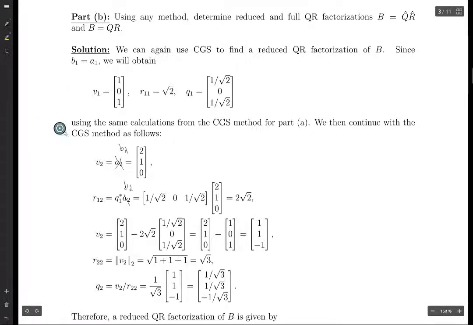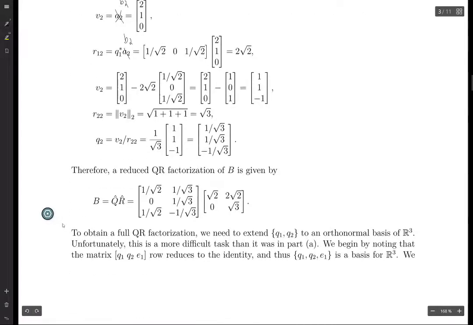Then if we continue from there, I caught some typos here from when I copy and pasted the formatting. But anyway, we take the second column of B, which is this. Then we take Q1 star it, and we get this. Then we do some more math, and we just keep going, and we eventually get this. And this is Q2. So the reduced factorization is given by this, Q times R. Here it's a little more complicated, but a similar idea.